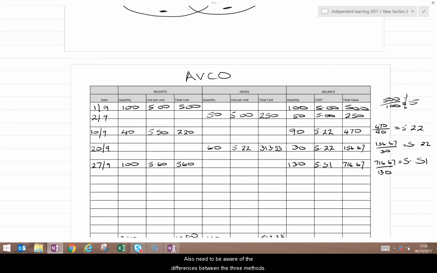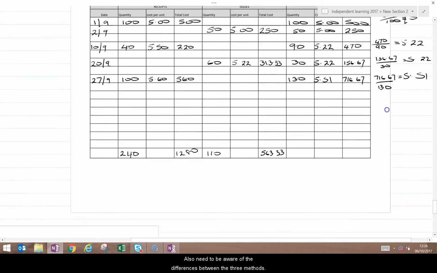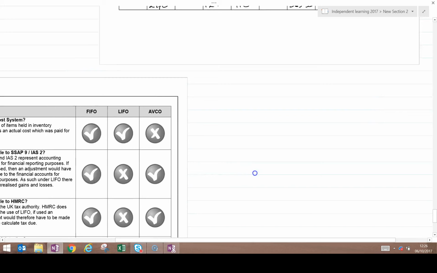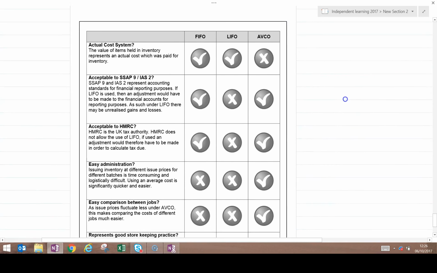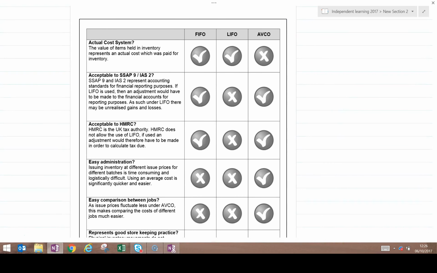You also need to be aware of the differences between the three methods. So we have got a table here which I'll just briefly mention, but you do need to have a good look at this. In terms of an actual cost system, we've got ticks for Fifo and Lifo. What that means is that the items are issued out at actual costs that were paid, right? Whereas Avco is not an actual cost system because we issue it out at an average cost.